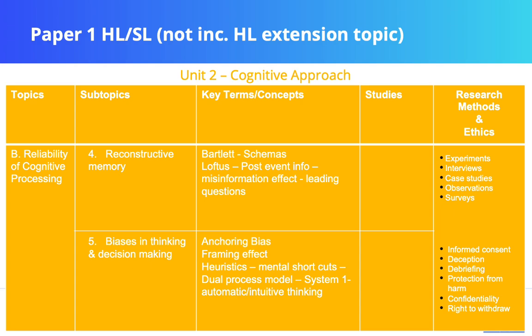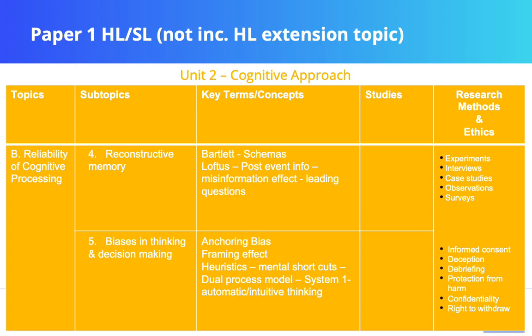When it comes to biases in thinking and decision making, you may have looked at some particular biases, such as the anchoring bias, the framing effect. You need to know particular biases that can occur when we are thinking or making decisions. A lot of these biases are linked to the concept of heuristics, mental shortcuts. Not all of them are, though, so make sure if you are going to talk about heuristics that the bias that you're talking about actually can be explained in relation to heuristics.